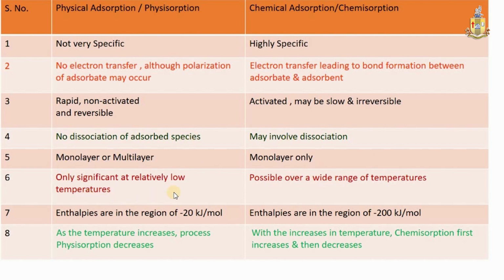Because of the low temperature, physisorption is feasible, whereas chemisorption is possible over a wide range of temperature. Physisorption interactions are enabled at about minus 20 kilojoule per mole, and in the case of chemisorption, the enthalpy, the heat of release, is about minus 200 kilojoule per mole.